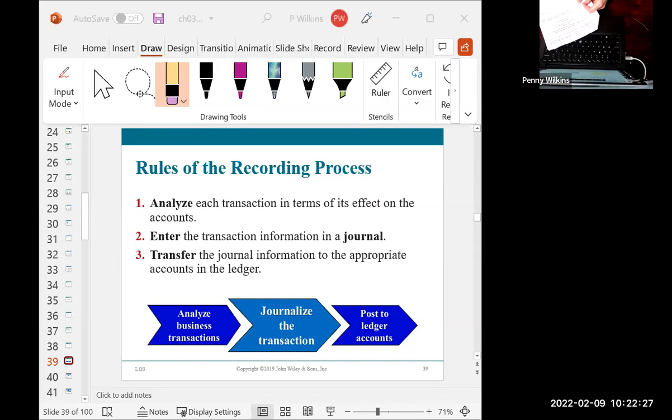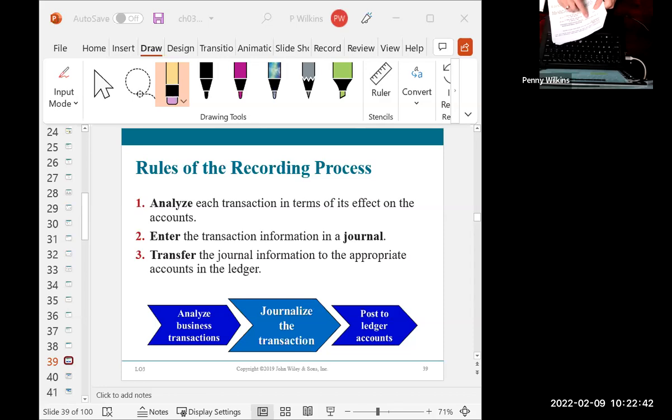Okay? So it goes in the journal first, and then from the journal, once you're done with the journal, you take the journal and you post those to the ledger accounts. You move them over to the T accounts. And then you do a process of checking it off.